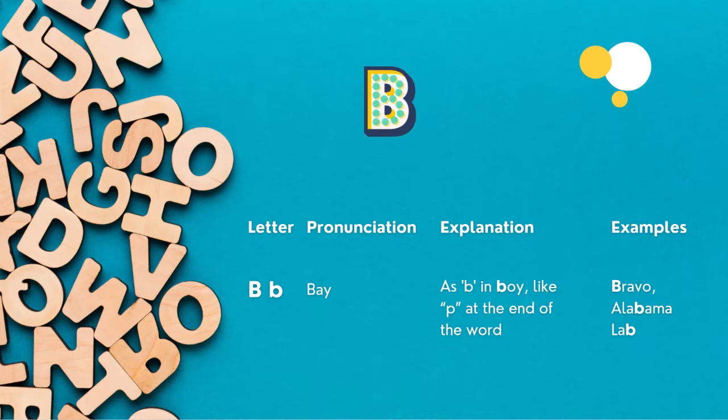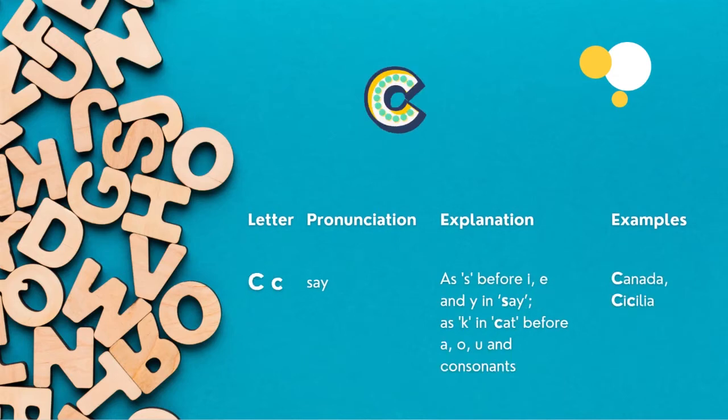For example, the first one, bravo. And then you have Alabama, then it's also a B. But if it's at the end, like in the word lab, then in Dutch it's a P sound at the end, but it's a B sound at the beginning of a word. So let's practice that sound. Repeat after me. B. Yes, B. Good.